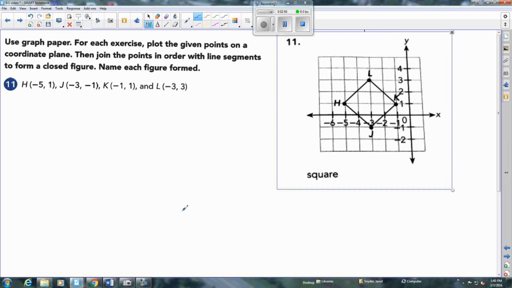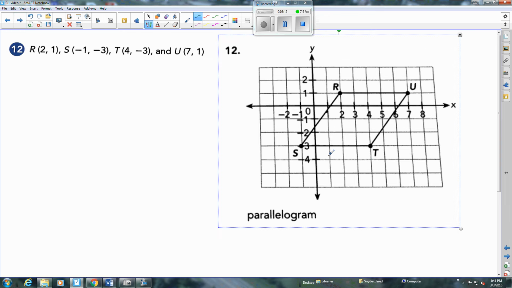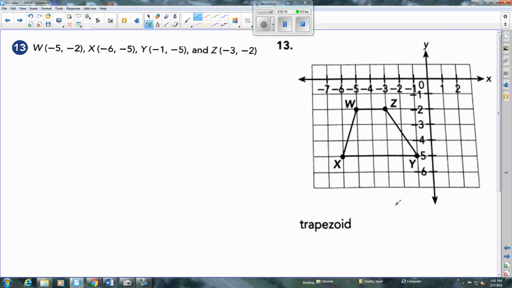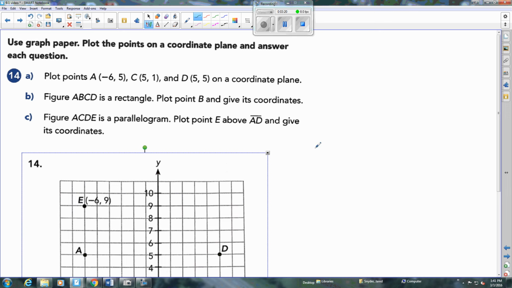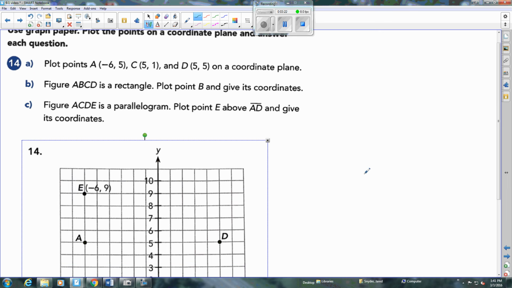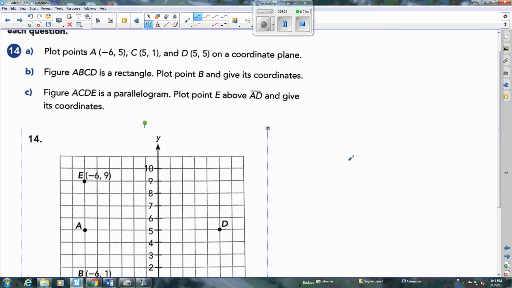I believe this is out of the book, but the same thing. Use graph paper for each exercise. Plot the given points in the coordinate plane, then join the points in order with line segments to form a closed figure. Name each figure. So if you did that right, you came up with a square for number 11. Number 12, a parallelogram. Number 13, if you did it correctly, you came up with a trapezoid. Number 14, same idea, but you got to plot everything out.